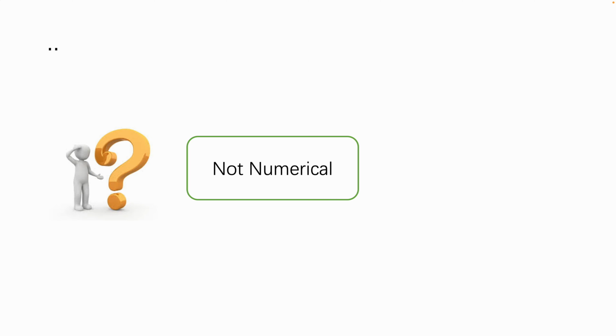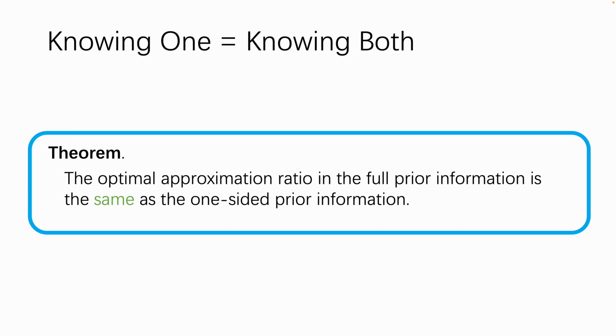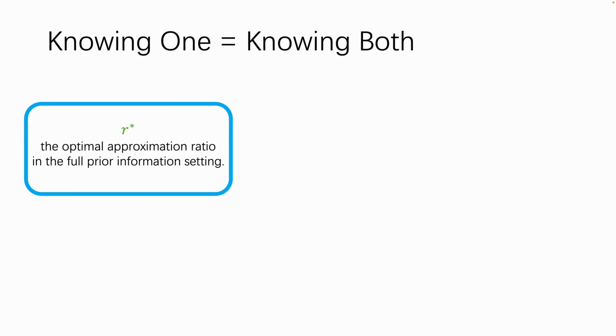The answer is yes. So actually this idea could help us to prove the theorem that the optimal approximation ratio knowing both the distributions is exactly the same as the optimal approximation ratio if only knowing one of them. For example, let us just consider the case where we only have access to the distribution of the seller. So how do we prove this?